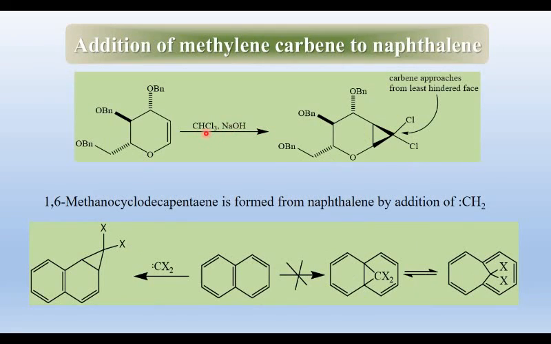Here it is chloroform in the presence of a strong base. It produces dichlorocarbene. It is attached and reacted to this double bond, and this carbene is attached from the less hindered face. In naphthalene, the carbene is added at the 1,2 double bond to produce 1,6-methanocyclodecapentane in a rearrangement reaction.